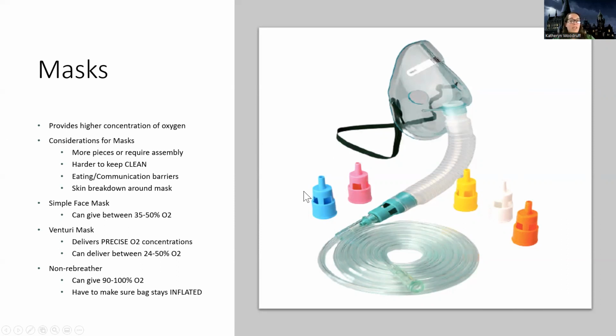It creates more eating and communication barriers. So we have to balance letting them eat if they're allowed to, and also making sure they're breathing well enough. And they can also, again, get skin breakdown around the mask. There's more pressure points to consider. So there's a simple face mask, which can give between 35 to 50% oxygen. There's what's called a venti mask.